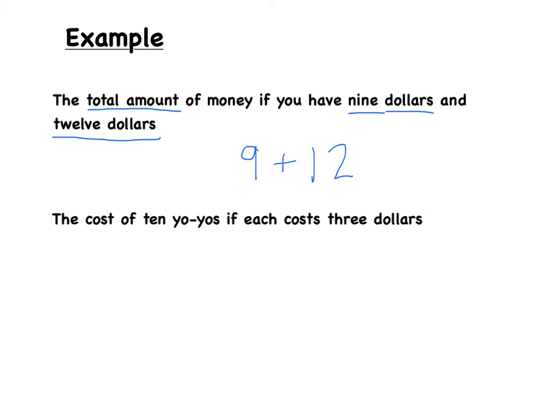For the next example, the cost of 10 yo-yos if each costs $3. Let's look at the important information in the words that we just learned. Let's look at of. What word does that mean that we're going to be using? We're going to be using some multiplication. So I want to know what the cost of 10 yo-yos if each costs $3. So we're going to be doing some multiplication of the number 10 and 3. So the cost of 10 yo-yos, if each costs $3, is 10 times 3, which would be $30.